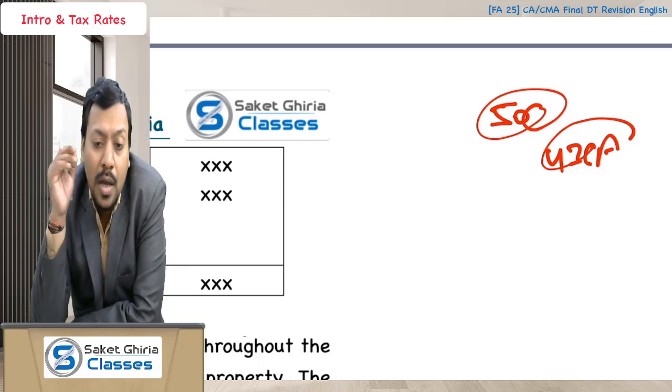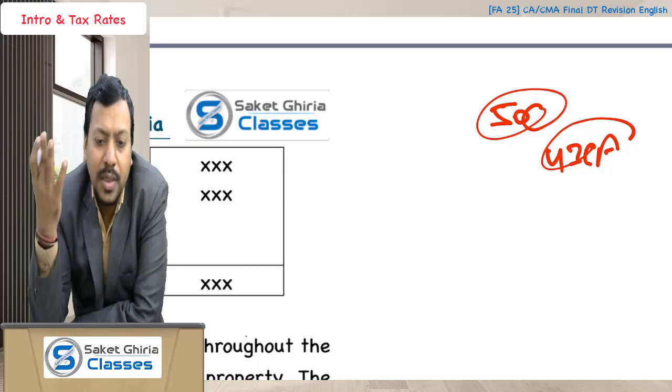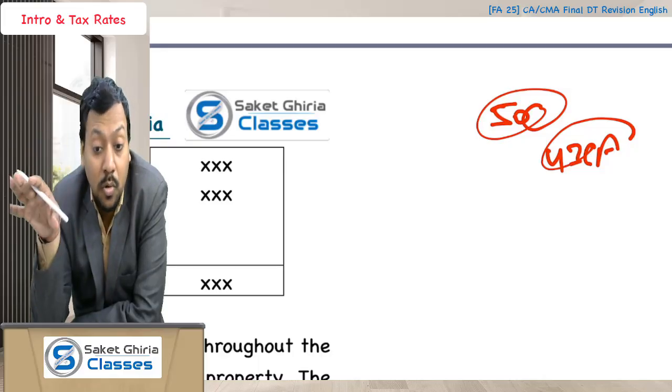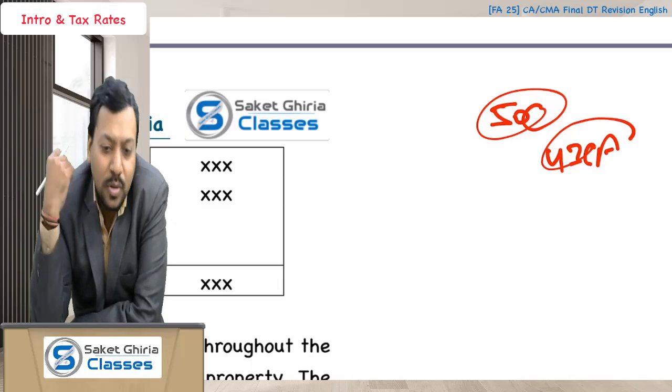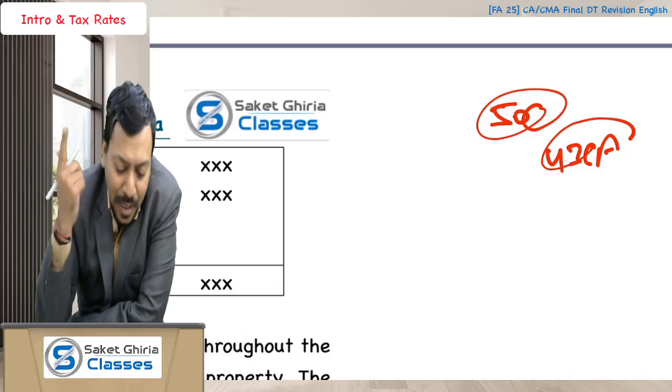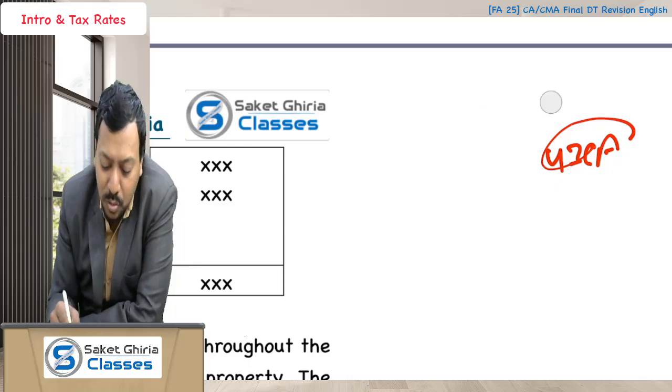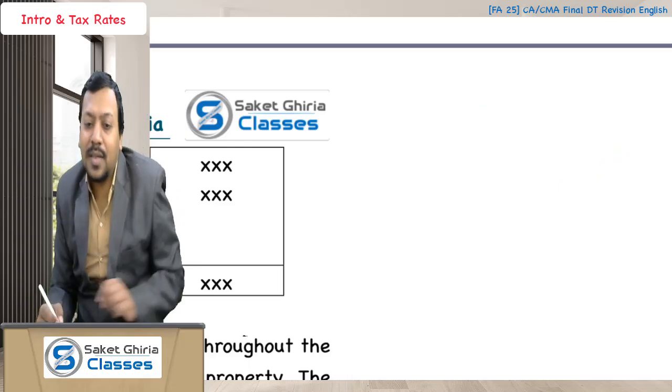I agree. But house property is the only head whose foundation lies in taxing the notional income instead of the actual income. So if you have understood this point, this is okay. If you have not understood, no issue.